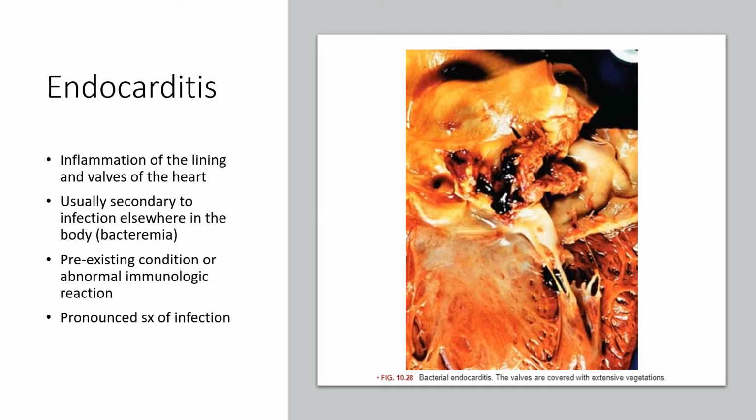Endocarditis is inflammation of the lining and the valves of the heart. And this is usually secondary to infection elsewhere in the body, just like we've seen with pericarditis and myocarditis. This could also be a result of a pre-existing heart condition or the consequence of just this crazy immunologic reaction that the body's undergoing. The patient may have vague to pronounced symptoms of infection, which include fever, chills, night sweats, weakness, anorexia, as well as fatigue.